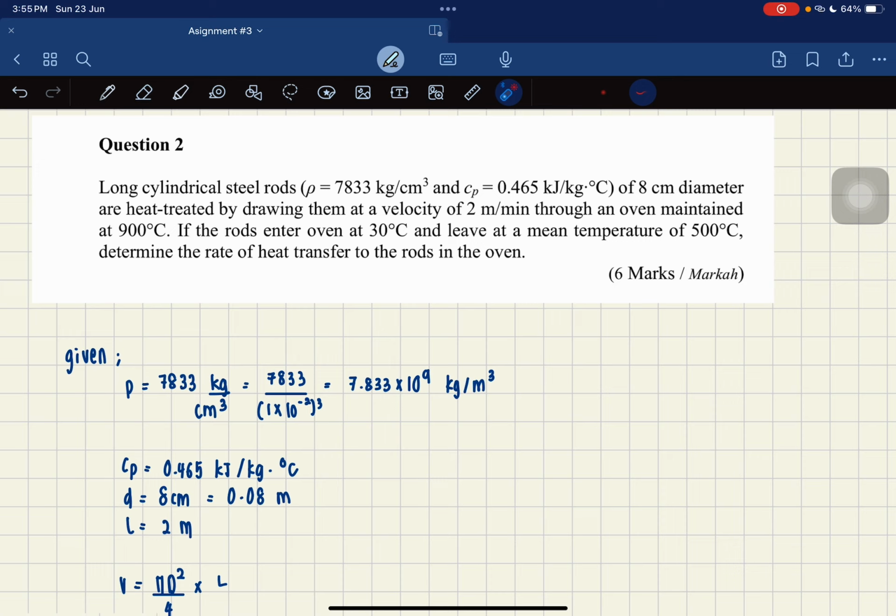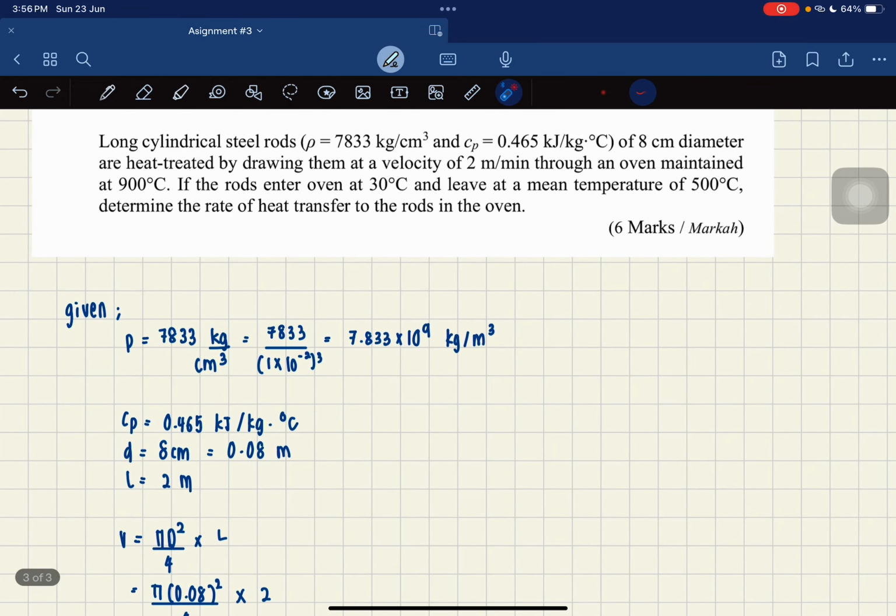Second question: long cylindrical steel rods, with density 7,833 kilogram per meter cubed and Cp 0.465 kilojoule per kg degree Celsius, of 8 cm diameter are heat treated by drawing them at a velocity of 2 meter per minute through an oven maintained at 900 degrees Celsius. If the rod enters the oven at 30 degrees Celsius and leaves at a mean temperature of 500 degrees Celsius, determine the rate of heat transfer to the rod in the oven.